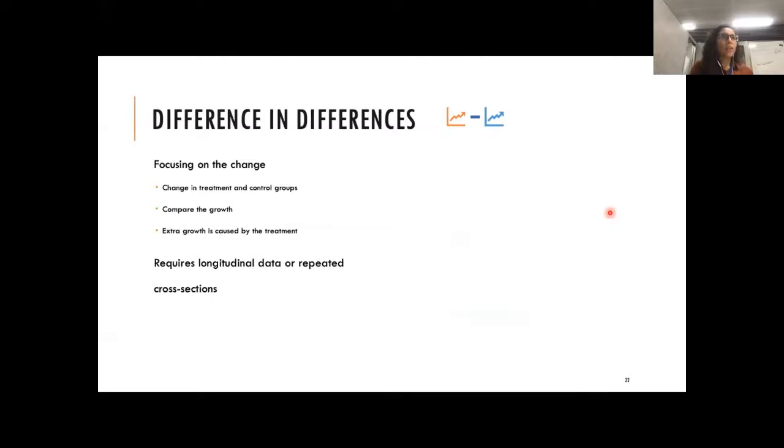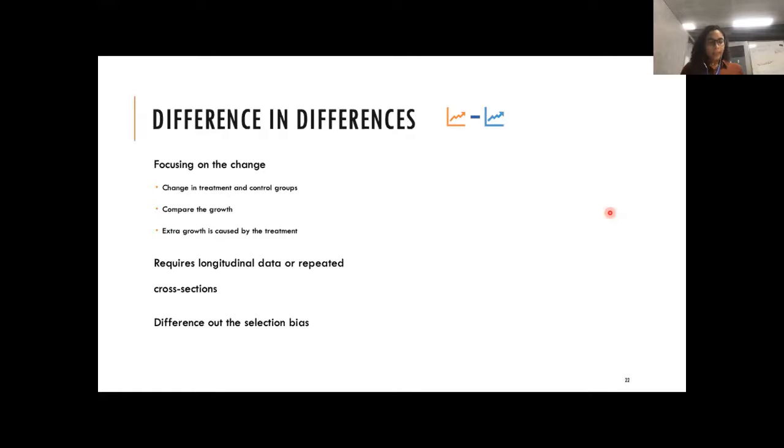In contrast with the other methods that we have discussed so far, this is the first method that requires longitudinal data. So we need to observe both participants and non-participants, treatment and control group, before and after the intervention. If we can take the same people, we can follow them over time. Otherwise, we need to have, for example, two different cohorts, but those different cohorts of students need to be similar enough to each other for this to work.